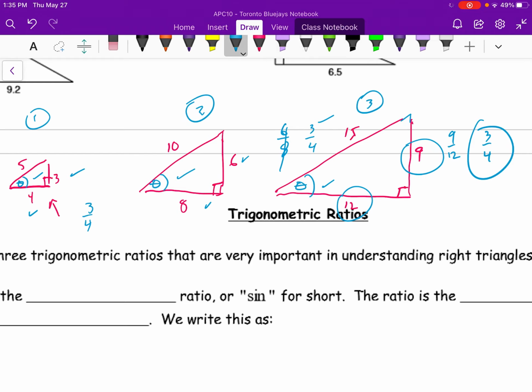And from now on, I'm going to say, well, the cosine ratio, and everybody in the world is going to take the adjacent side and then divide it by the hypotenuse side, and that's the cosine ratio of an angle.